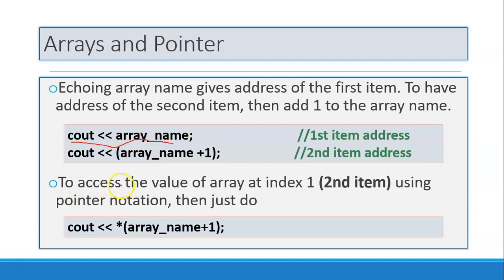So to access the value of an array at index number 1, if you are to use it as a pointer, you can use this syntax. Array name +1 is going to give you the address of the element on position or index number 1, which is the second element, and we can have a dereference operator here. So it's going to give you the value of that particular array element.